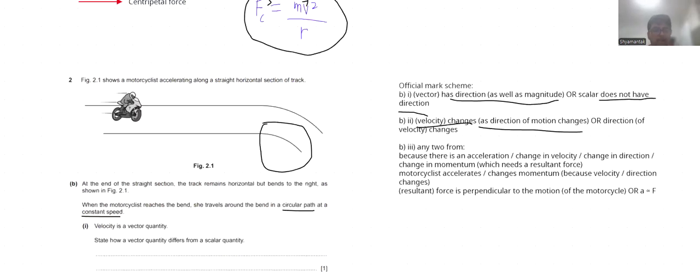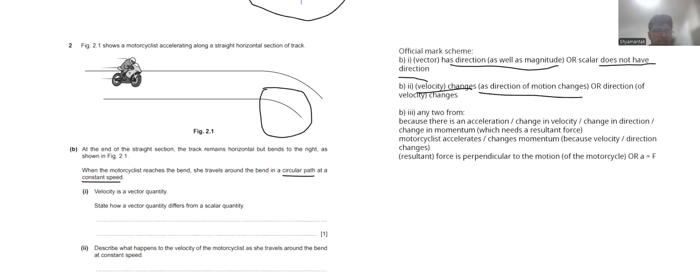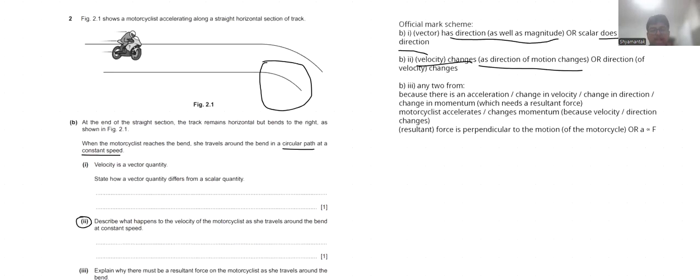Explain why there must be a resultant force on the motorcyclist as she travels around the bend. There are two ways to go about it. One is to say that, well, we said in part 2 that the velocity is changing, and as the velocity is changing, there must be a certain acceleration. And as the motorcyclist with the bike has mass, by Newton's second law, if there's mass and a non-zero acceleration, then there must be a resultant force acting on the object. That's way one to go about it.